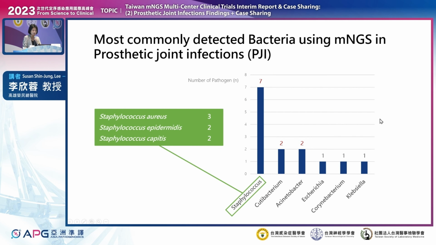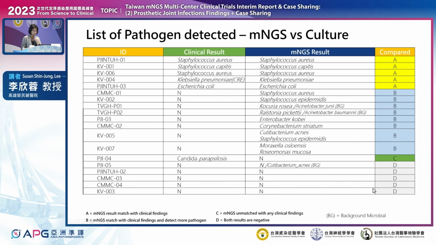The most commonly detected bacteria using NGS in prosthetic joint infections include Staphylococcus aureus, Staph epidermidis, and Staph capitis, followed by Cutibacterium, Acinetobacter, Escherichia, Corynebacterium, and Klebsiella. This is the list of pathogens detected, comparing NGS with the culture results from the different patients.